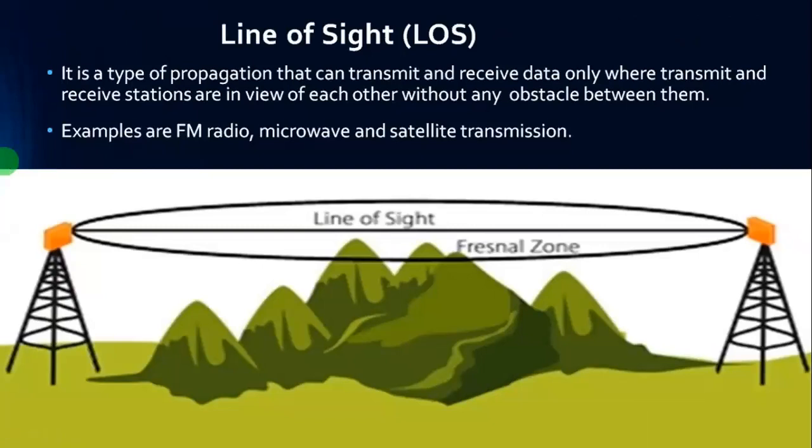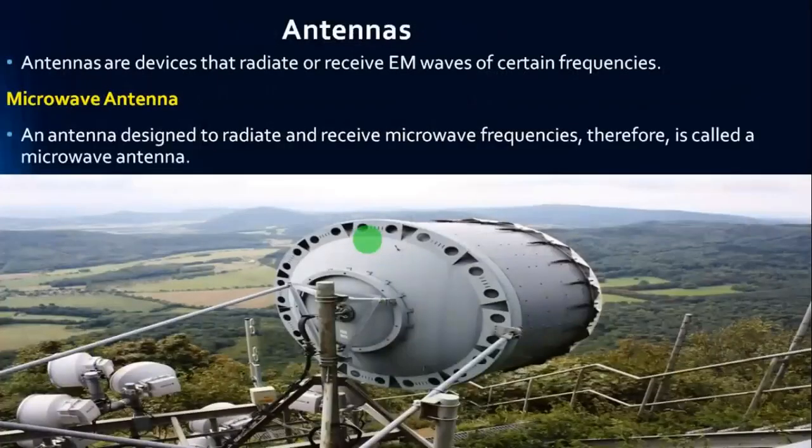Now, line of sight communication is a type of propagation that can transmit and receive data only where the transmit and receive antennas are in view of each other, without any obstacle between them. Examples are FM radio and radio communication systems. And we have to set the tower on a very high-rise building because of obstacles.